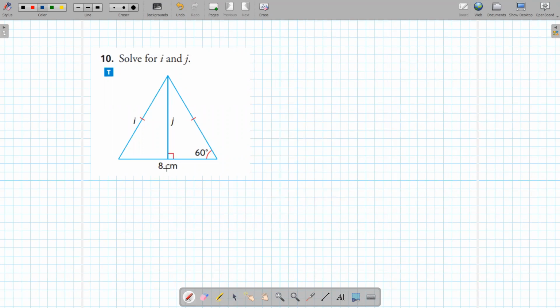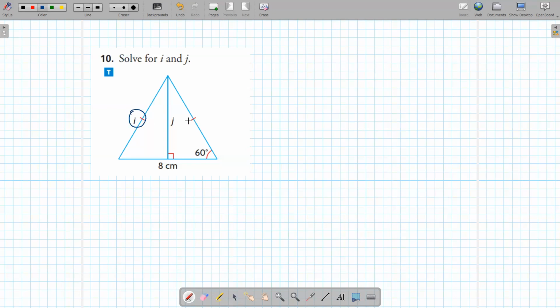You see that 8, right? Is it exactly in the middle? I don't know, guess so. It looks like it, but we don't know that because if it was, they would have told us something like this. Alrighty? It may not be in the middle.